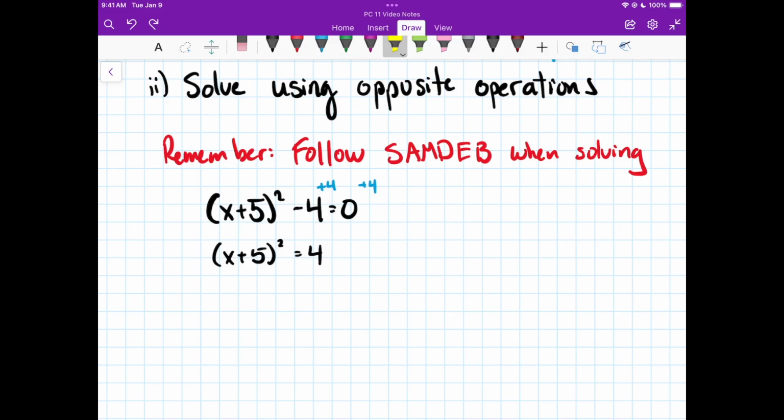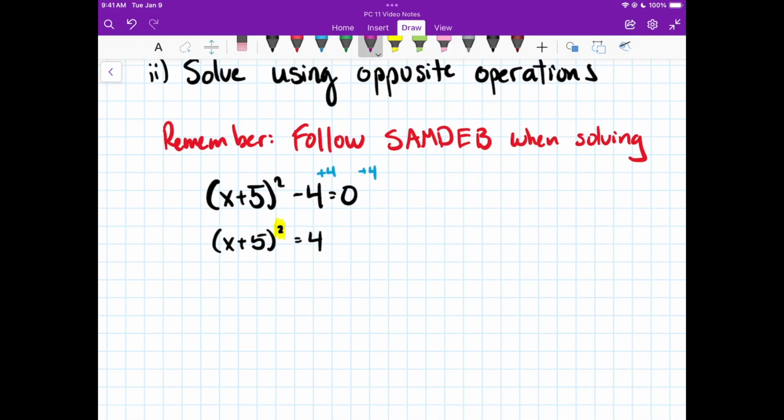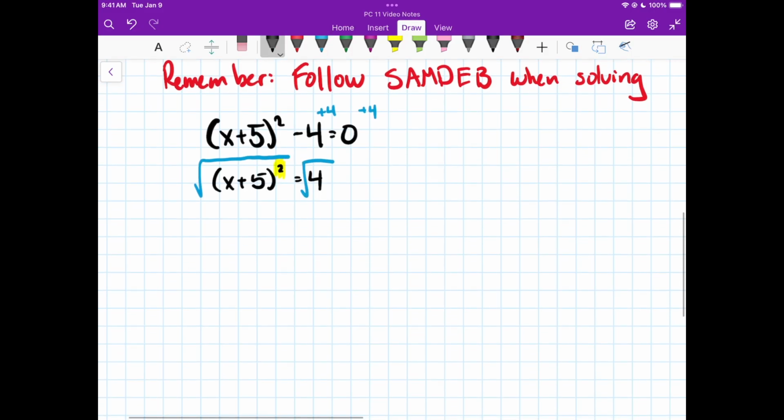But we do have an exponent. We've got this square here. So thinking back to probably Pythagorean theorem in grade 8, remember to get rid of a square, we're going to use a square root. So we're going to square root both sides of this equation. And that is going to get us x plus 5 on the left and it's going to get us 2 on the right. Leave yourself a little bit of space in front of this 2 because we're going to come back and talk about this in a second.